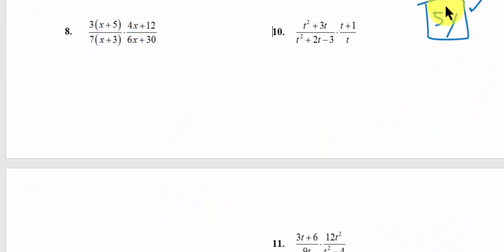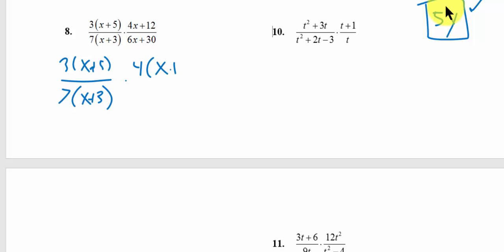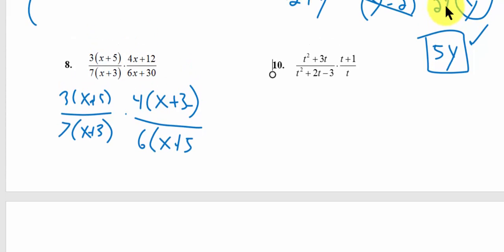The first fraction, there's nothing to do. We have 3 times x plus 5 over 7 times x plus 3. Nothing to do there. The second fraction, I can factor out a 4 on my numerator to get x plus 3. And the denominator, I can factor out a 6, and I have x plus 5.